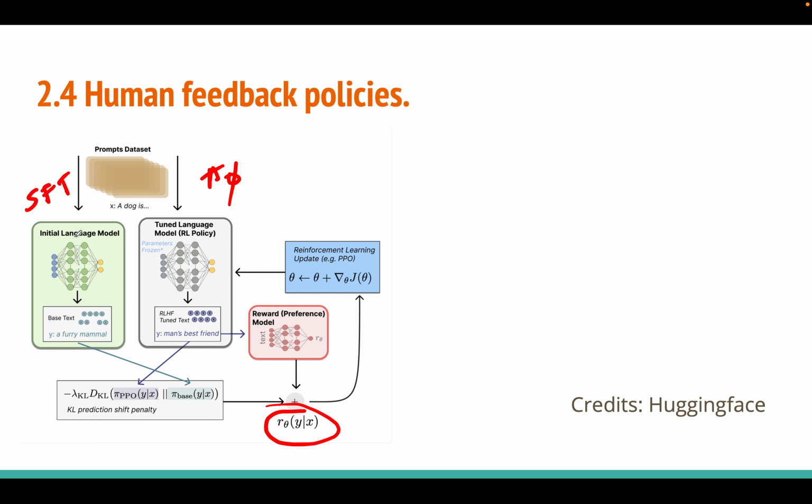Now, with the initial model and the new model, we are going to compute the KL term. The KL term, as you know, is between pi PPO, which is what is called pi phi, and pi base, your original SFT model. We add it as a penalty term to the original loss function. So basically, this overall term is your final loss, and we use that loss to update our on-policy model, pi phi, using a reinforcement learning update, for example PPO, or you can also use REINFORCE.